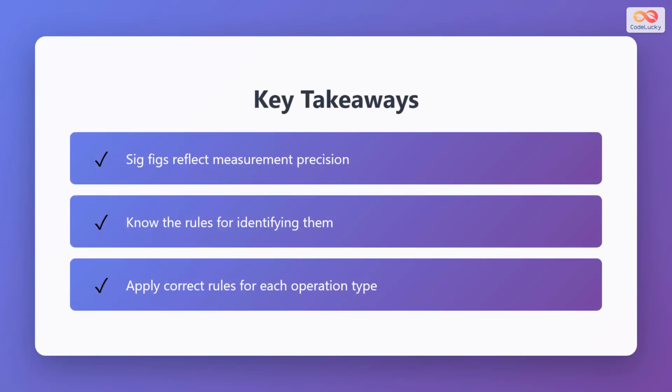Let's review the key points. First, significant figures reflect measurement precision. They show how accurately we know a value. Second, you must know the rules for identifying significant figures in any number. And third, apply the correct rules for each type of mathematical operation. Use the fewest significant figures rule for multiplication and division, and the fewest decimal places rule for addition and subtraction. Master these concepts, and your physics calculations will always maintain appropriate precision.